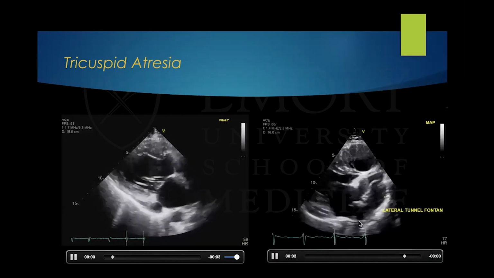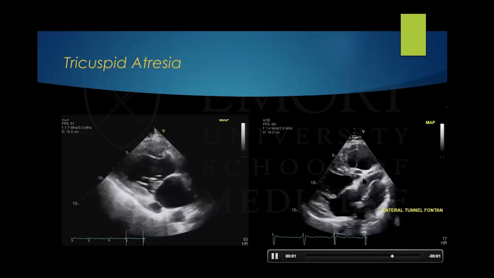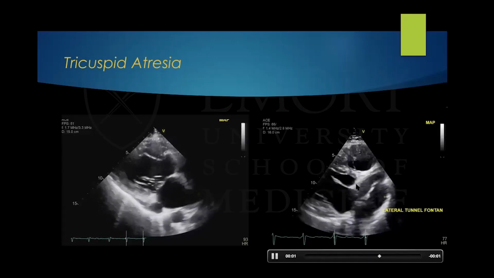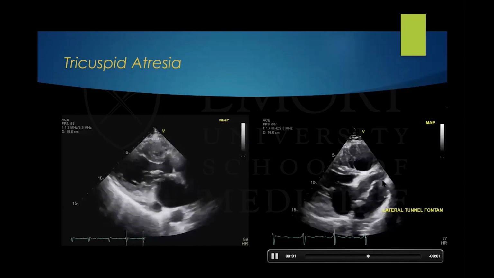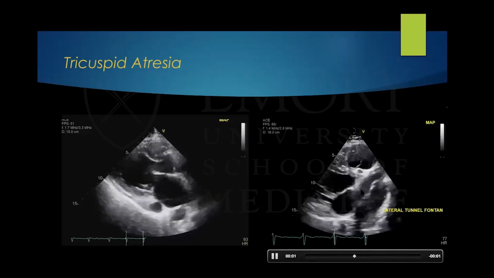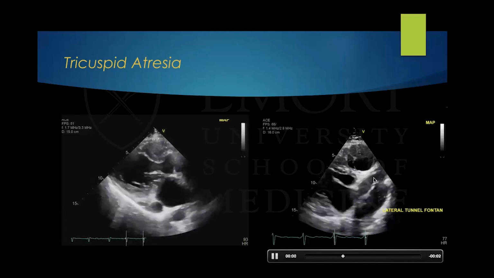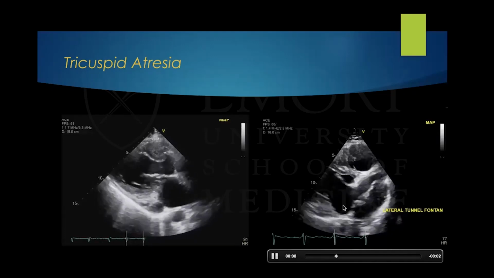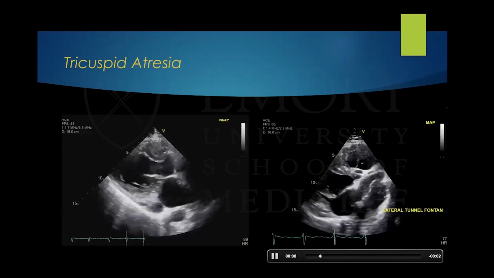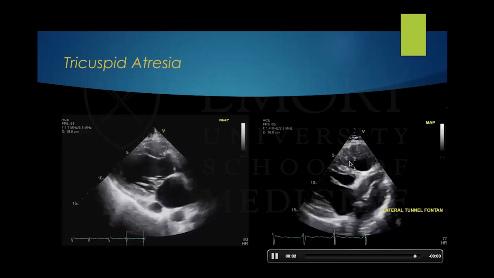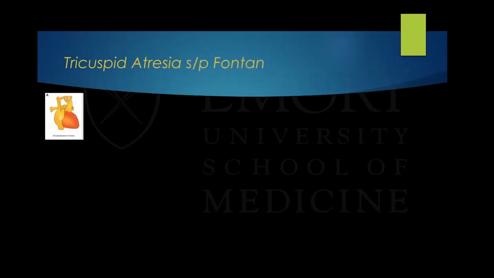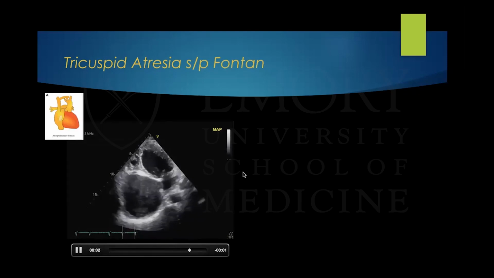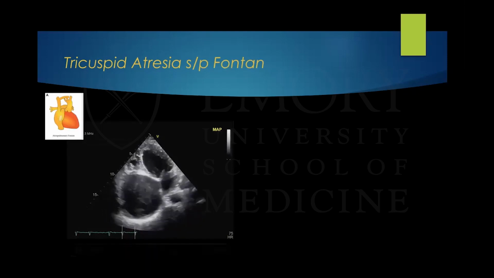In this inlet view of the right ventricle, you will see the absent tricuspid valve, it's atretic. This is the lateral tunnel Fontan, and there is an atrial septal defect. This is the right atrium, this is the left atrium. And in this particular case, the aorta is anterior and coming out of this very small ventricle. There is a large VSD in that patient. So this patient had a classic Fontan.